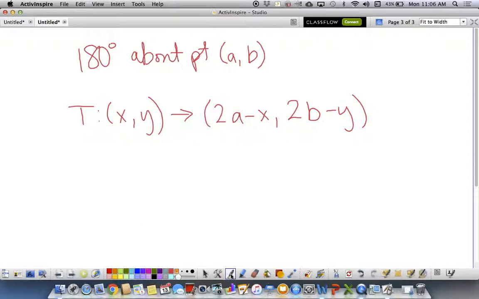How are we supposed to remember this? With your brain. They're not going to ask you crazy ones on this. I think the only ones we did were in homework. What's A, B? It's the point you're rotating it about, the coordinates of that point.